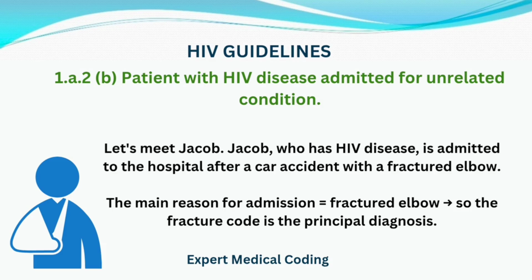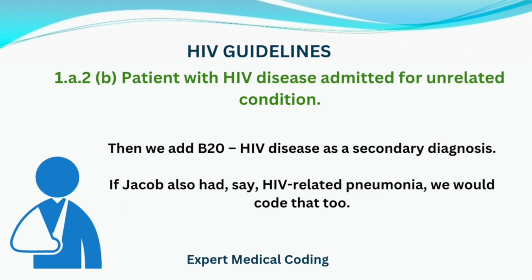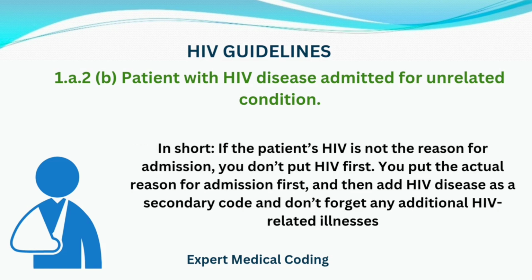Let's see an example. Let's meet Jacob here. Jacob, who has HIV disease, is admitted to the hospital after a car accident with a fractured elbow. So the main reason for the admission is the fractured elbow. So the fracture code is the principal diagnosis. Then we code B20, HIV disease, as a secondary diagnosis. If Jacob also had, say, HIV related pneumonia, we would code that pneumonia too. In short, the patient's HIV is not the reason for admission. You don't put HIV first. You put the actual reason for admission first and then the HIV disease as a secondary code, and don't forget any additional HIV related illnesses.